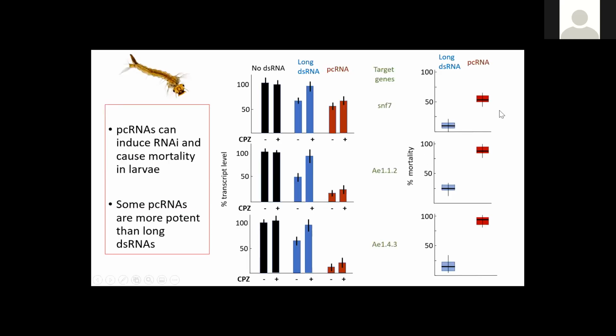what we see is that the mortality is also greatly improved when the double-stranded RNA is delivered in a paperclip form relative to the long double-stranded RNA, where mortality rates are low, but in all cases, these paperclips proved more effective at killing the insects than the long double-stranded RNAs.